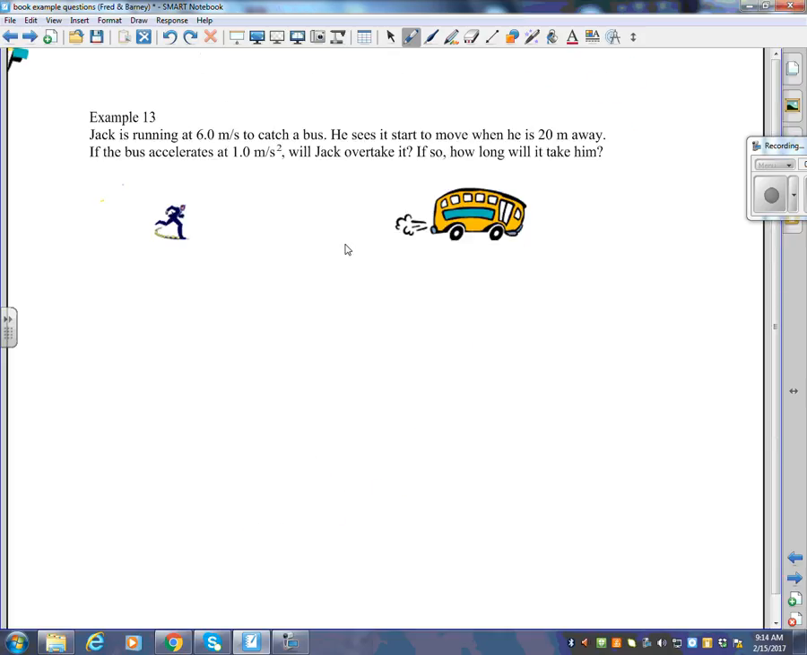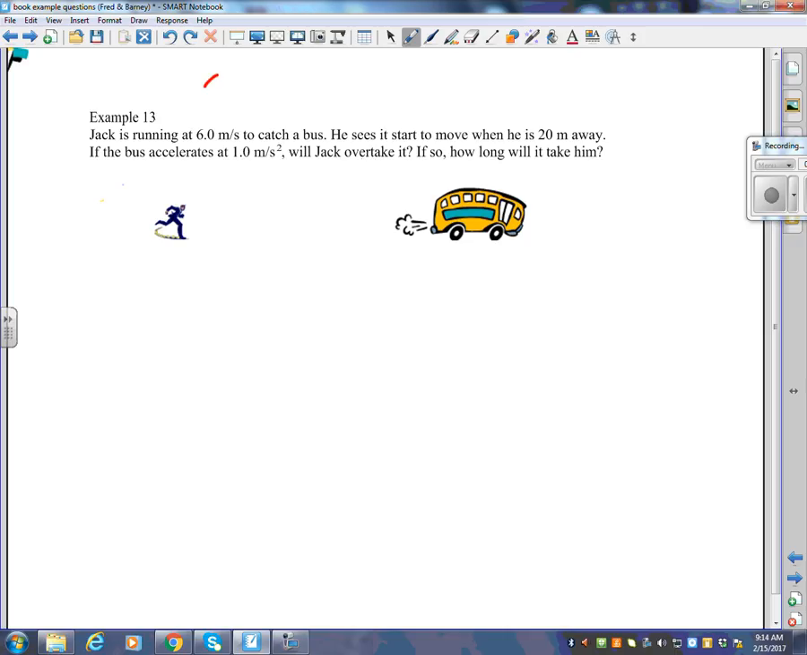Now, there's a small difference here, besides the fact that it's a guy named Jack instead of Fred and Barney. Jack is running at 6 meters per second to catch a bus. He sees it start to move when he's 20 meters away. If the bus accelerates at 1 meter per second squared, will Jack overtake it? Will Jack catch the bus? And if so, how long will it take him?